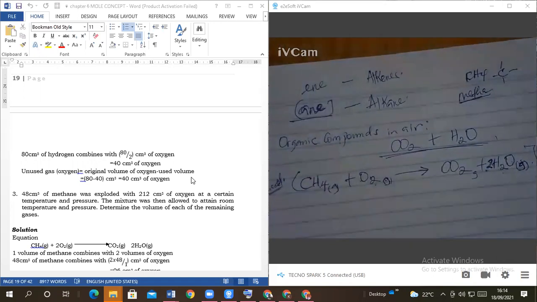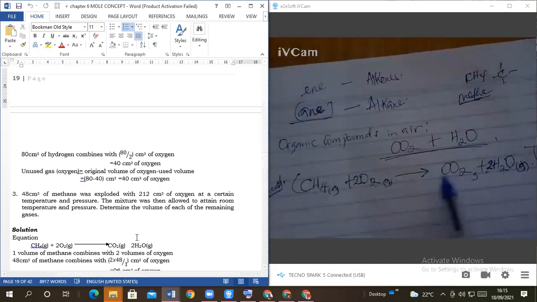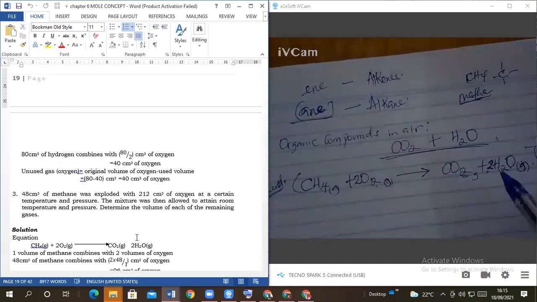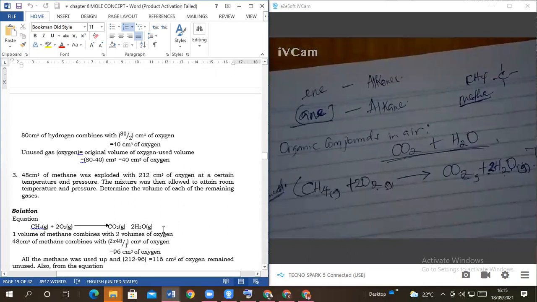Now, the next question is, what does the question need? Go back and read. 48 cubic centimeters of methane was exploded with 212 of oxygen at a certain temperature and pressure. The mixture was then cooled and allowed to attain room temperature and pressure. Determine the volume of each of the remaining gases. Teacher, the equation is not okay. Why? We have 2 oxygens and then we have the other 2 here, so to make 4. Thanks for being observant.